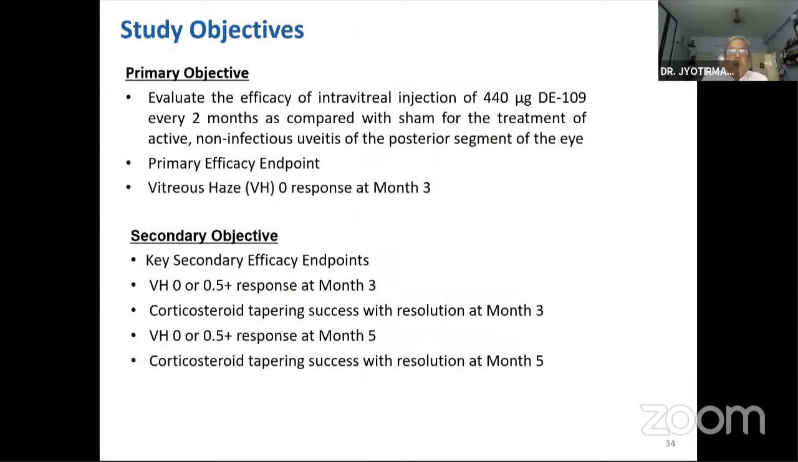The primary objective is to evaluate the efficacy of intravitreal injection of 440 microgram of D109 every 2 months. The primary efficacy endpoint is vitreous haze of 0 at month 3. The secondary objective is to find out vitreous haze clearing and corticosteroid tapering success at the end of month 3 as well as at the end of month 5.